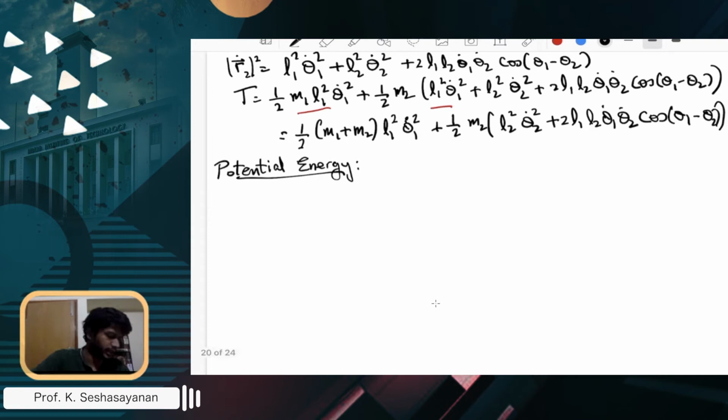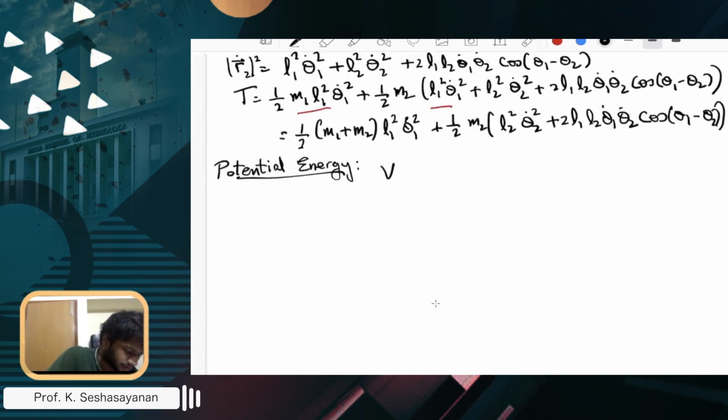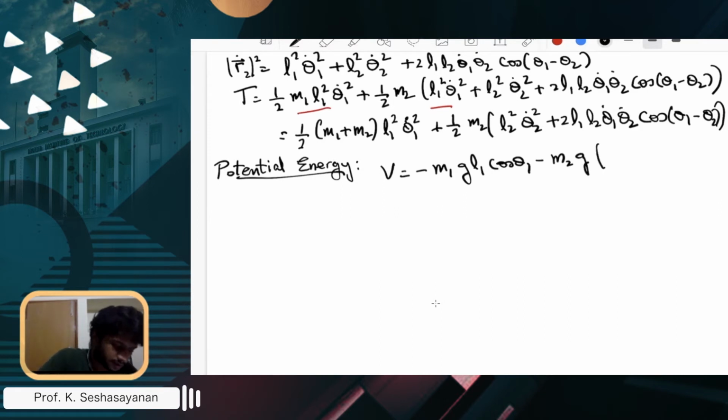So this is simple. One has to just define a zero. So we call this a reference for zero. So we have one which is at a distance minus L1 cos theta 1. The other one with respect to the first one is minus L2 cos theta 2. So that gives you V equal to minus M1 G L1 cos theta 1 minus M2 G times L1 cos theta 1 plus L2 cos theta 2.